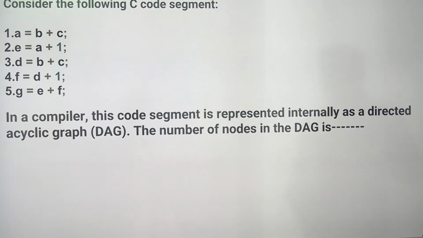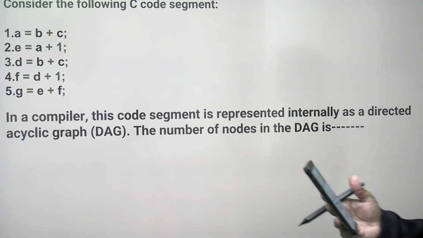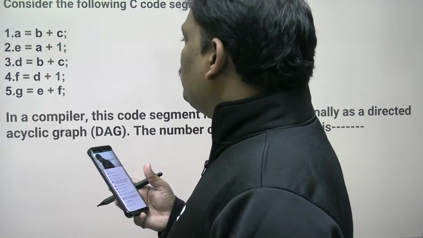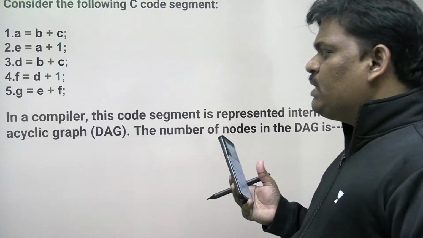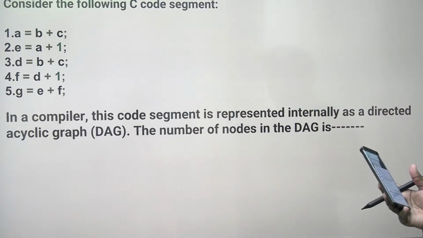If you create the DAG, they are asking how many edges and how many vertices there are. The number of nodes in the DAG is what we need. If any simplification is there, please verify. If simplification is not there, you can do it directly.